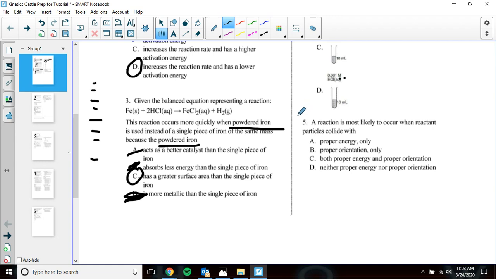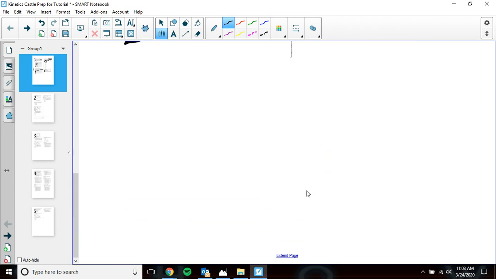A reaction is most likely to occur when reactant particles collide with proper energy only. Oh, see, I'm starting to get into the definition of collision theory and what we would call effective collision. I don't see effective collision here, but I want effective collision's definition. Proper energy only? No, we know it needs proper energy and alignment. Proper orientation, which means alignment, only? No. Neither will work. I need both. Both proper energy and proper orientation is what I need. That is what collision theory says. So there, we're through 5.